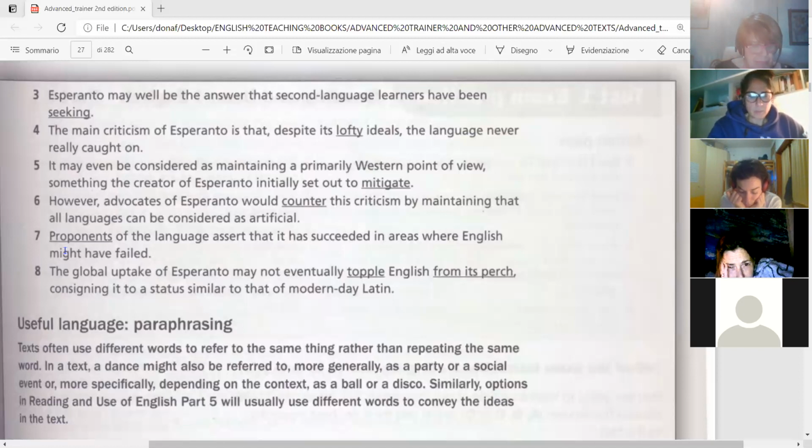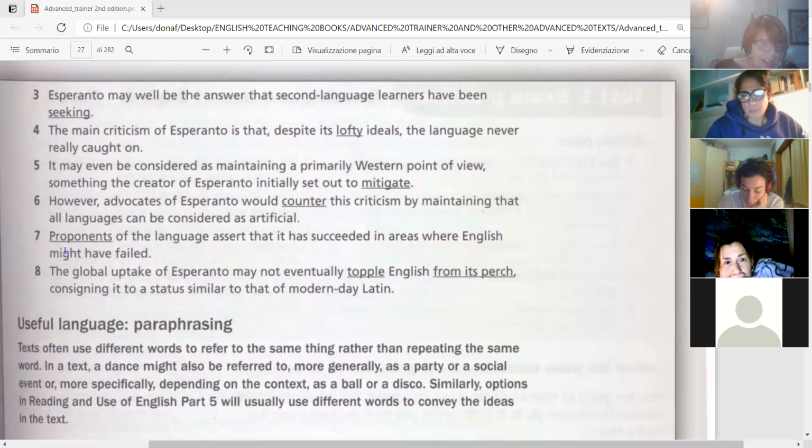Sorry, which one? 7. Okay. Proponents of the language assert that it has succeeded in areas where English might have failed. It's people that are pro something, proposing something, like supporters. Okay, proponents, supporters in this case. And 8, Marta as well.